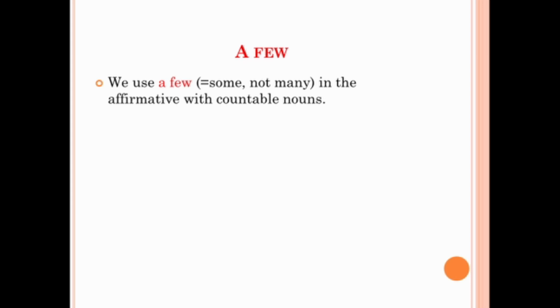A few is the first one. We use a few. That is the same as some or not many. You remember? Many, a lot of. But what happens when there are not a lot of? When there are only some? Oh, we use a few. We use a few in the affirmative with countable nouns.